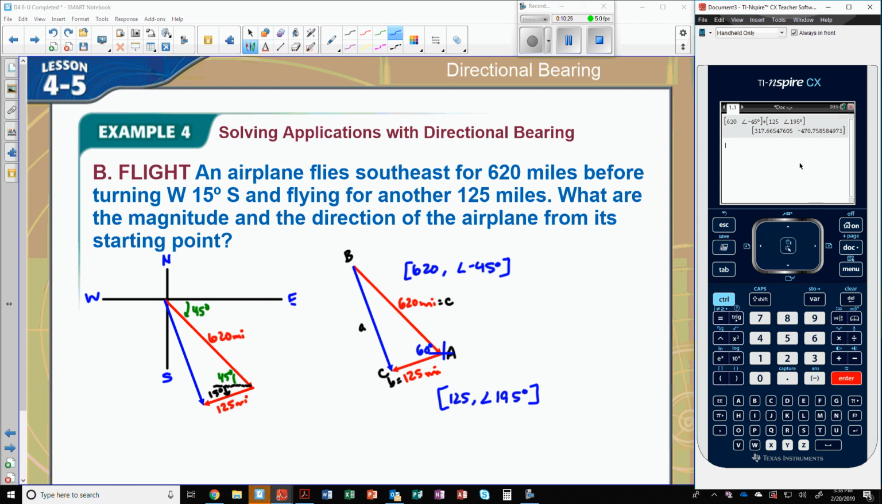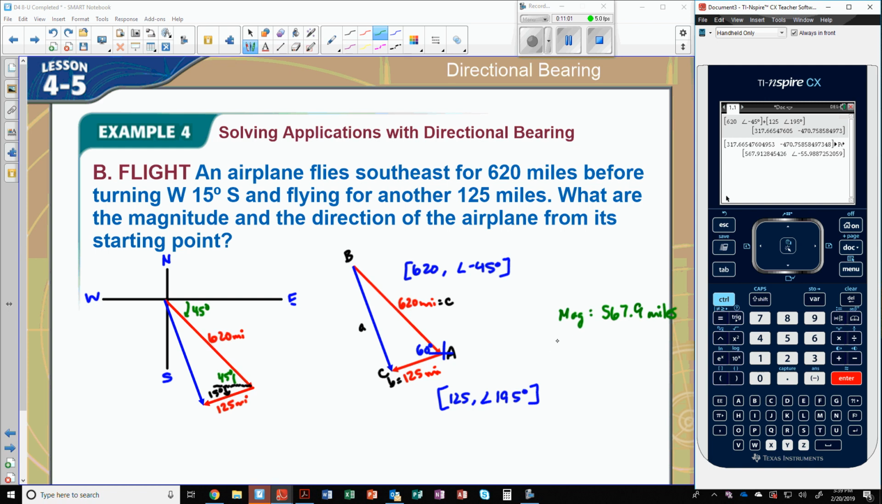But if I wanted to convert it to find this length, what I would do is change it to polar. So I go menu, 7C, which is vector, and then choose 4, convert to polar. Hit enter. This tells me my distance. The magnitude is 567. I'm going to round to the nearest tenth. 567.9 miles. That's how far the plane needs to travel on this blue line, hit it straight there.